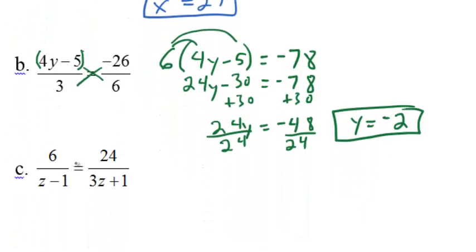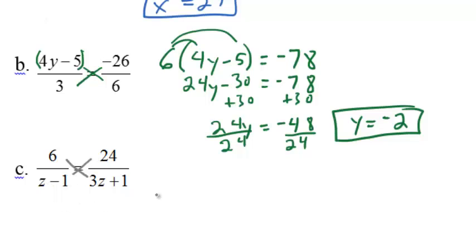All right, in my last proportion there, I've got 6 times 3z plus 1, and then z minus 1 times 24. So be careful with this one. I've got a z on both sides, or there are variables on both sides, so it doesn't matter which one I multiply first. But be careful. When I have two terms, I have to distribute what I'm multiplying it by.